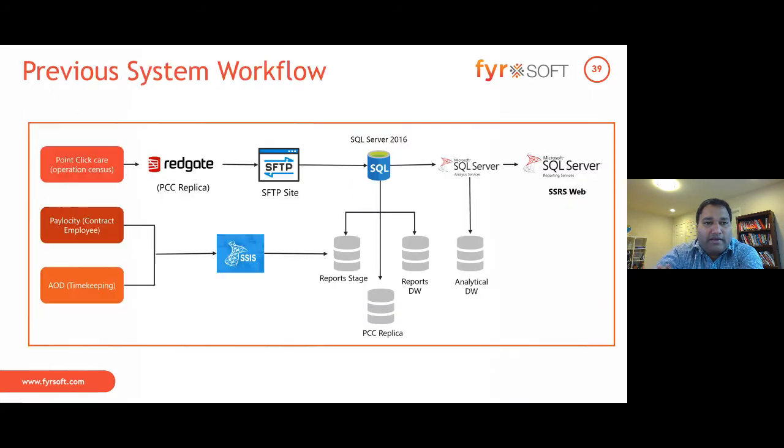For all the hospital data, which they call operation census, they had a system called PointClickCare. To collect all the contract employees, they have Paylocity, and for timekeeping, they have ADP. So it was really complicated to maintain, get data, and then synchronize all the data within the data set. The previous system was all on-prem.